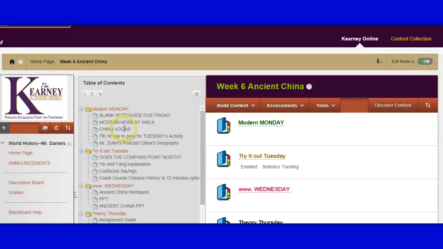Your China vocab sheet is attached. 7th hour, use this document to prep for Tuesday's activities. This is going to show you how to make a compass. And then finally, Mr. Zolller's podcast on China's geography. Again, we'll watch this in class.